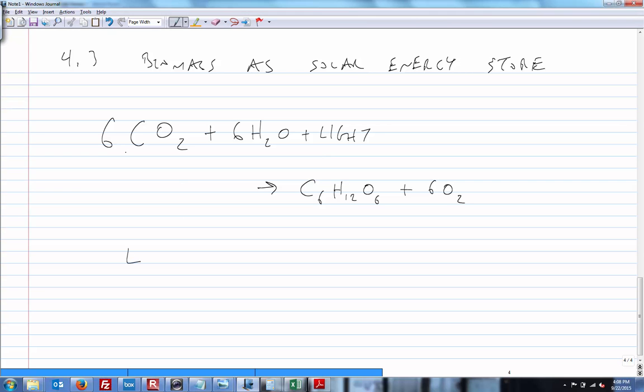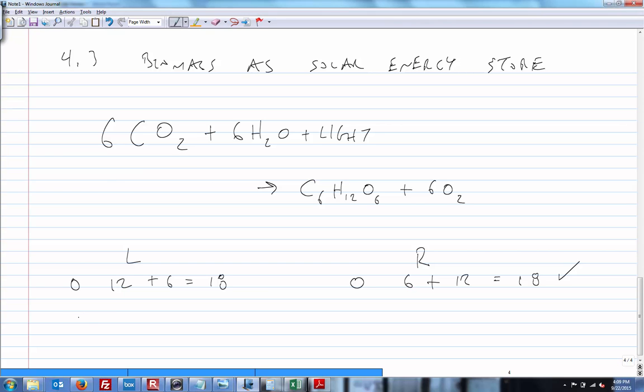And just for fun, let's make sure that the chemistry is correct. On the left side, we've got 6 times 2, that's 12 oxygens, and then another 6 for a total of 18 oxygens on the left side. Now let's look at the right side. We've got 6 oxygens right here. So for oxygen, we've got 6 plus again, 6 times 2 is 12, equals 18. That checks out. So conservation of mass is still at work here.